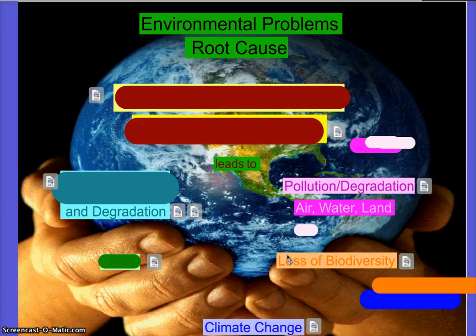Anybody know what loss of biodiversity is, or can give me an example? Okay, so remember when I said I want everybody to participate, but in order for it to work, we have to have some kind of organization. So we'll go with her because she was up.